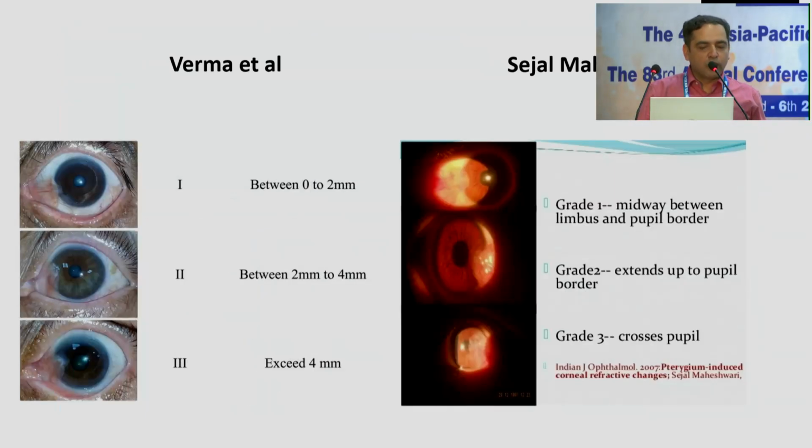We'll be going to two more classifications, that is Verma et al. and Sejal Maheshwari. It's basically based upon the distance from the limbus. Grade 1, midway between the limbus and the pupillary border. Grade 2 extends up to the pupillary border. Grade 3, it crosses the pupil.